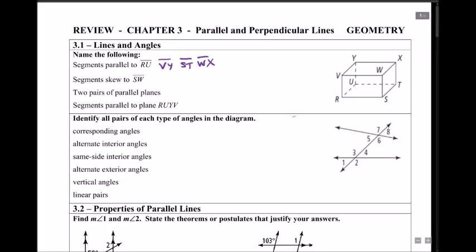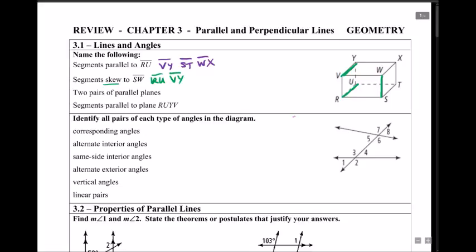And the next one is segments that are skew to segment SW. Now we know that skew means non-coplanar, not parallel, and do not intersect. So we need to find segments that are not parallel and non-coplanar and do not intersect. So this segment right here and this segment right here would be non-coplanar, not parallel, and not intersecting. So let's do segment RU and segment VY.